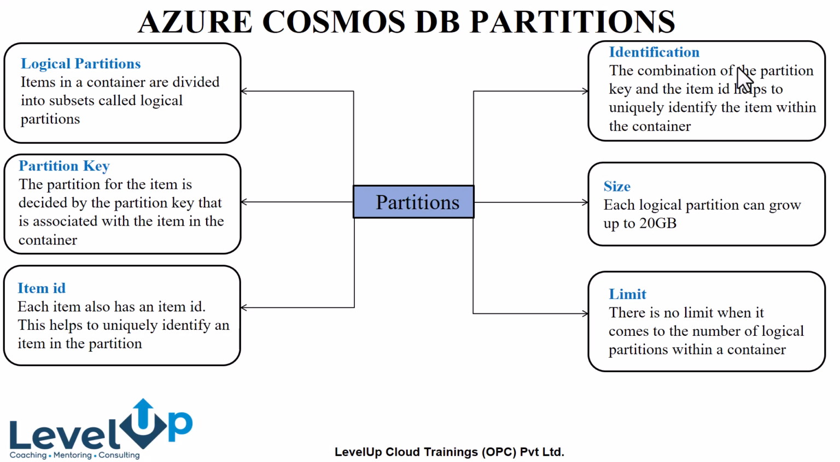Each logical partition can grow up to 20 GB in size. There is no limit when it comes to the number of logical partitions within a container. There is literally no limit to how many logical partitions we can have. And the size of each partition can grow up to 20 GB.